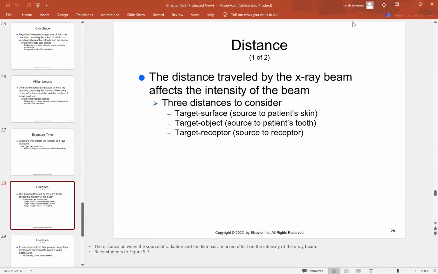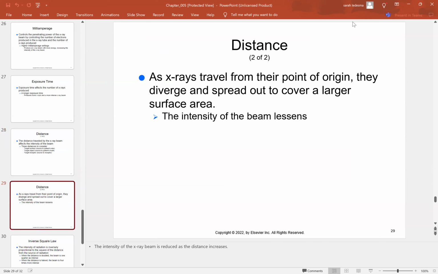Distance. The distance traveled by the X-ray beam affects the intensity of the beam. There are 3 distances to consider: target to surface, source to the patient's skin; target to object, source to the patient's tooth; and target to receptor, source to the receptor. As X-rays travel from their point of origin, they diverge and spread out to cover a larger surface area. The intensity of the beam lessens.